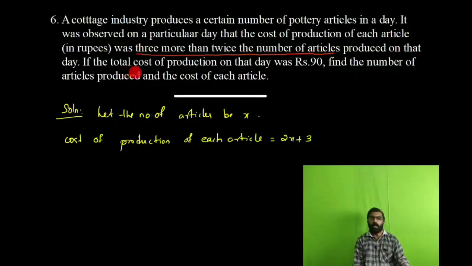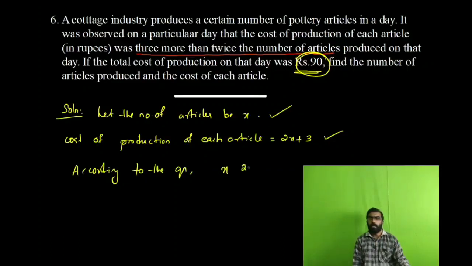Okay, and the total cost of production on that day was rupees 90. Total cost of production is given as rupees 90. So in order to find the total production cost, we have to multiply the number of articles with the cost of production of one article. That means x into 2x plus 3. Okay, so according to the question, we can write x into 2x plus 3 is equal to 90, and we can multiply: 2x square plus 3x is equal to 90, or 2x square plus 3x minus 90 is equal to 0.